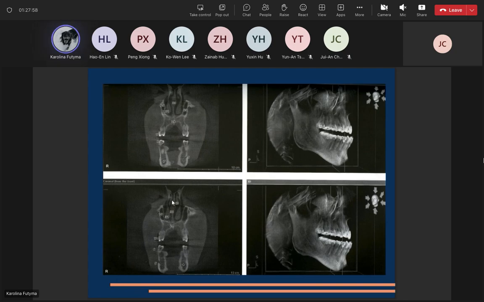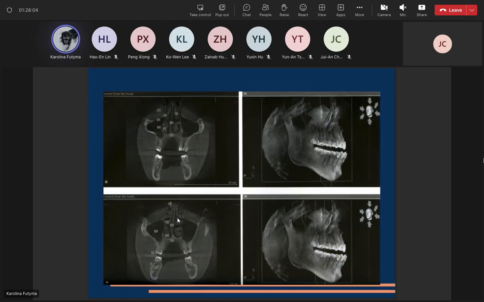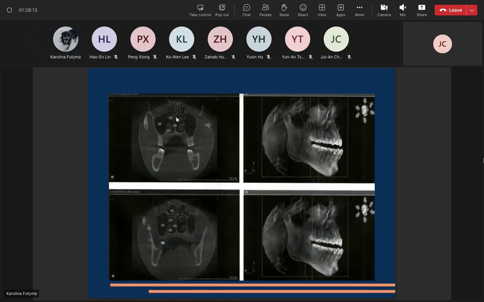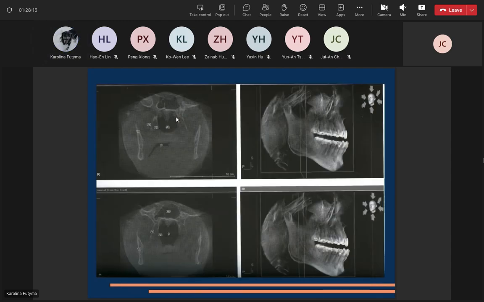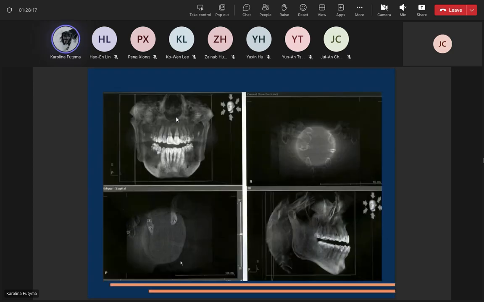Of course, this is the nasal septum, nasal concha, inferior this time. This is the medial nasal concha, sorry. Okay, this is quite easy, I guess. This is the 3D reconstruction.